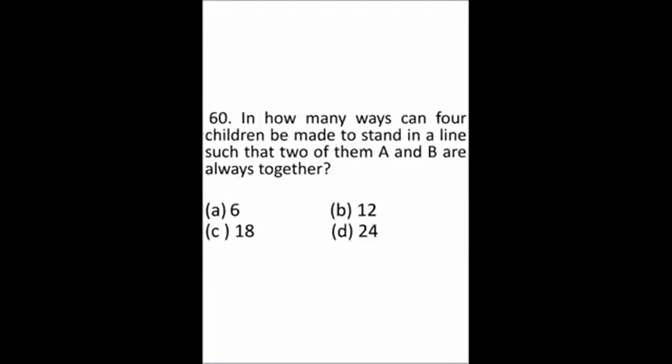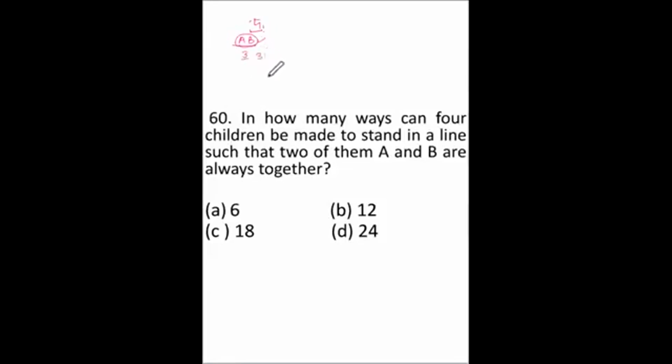In how many ways can 4 children be made to stand in a line such that 2 of them, A and B, are always together? So here the number of children is 4 and out of them 2, A and B, are always together. If they are together, then 4 minus 1, because they have become 1. They have become 1, so 3 are there.